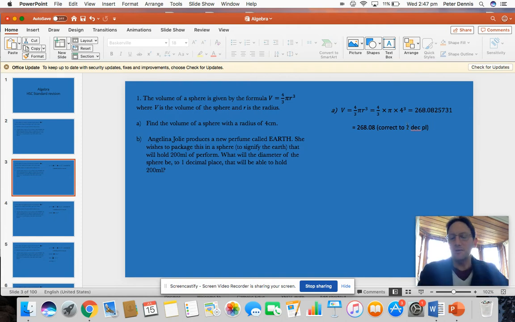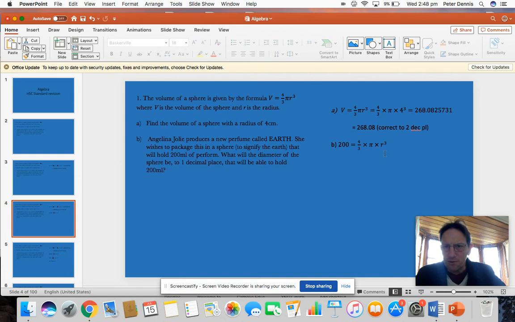The second question here is the one that is a lot harder. They give you the volume. The volume is 200, and you've got to work backwards. So this is the second question here. The volume is 200. So we know that 200 equals 4/3 times pi times r cubed. In the HSC and trials, they like this question. You need to understand how to do the last step.